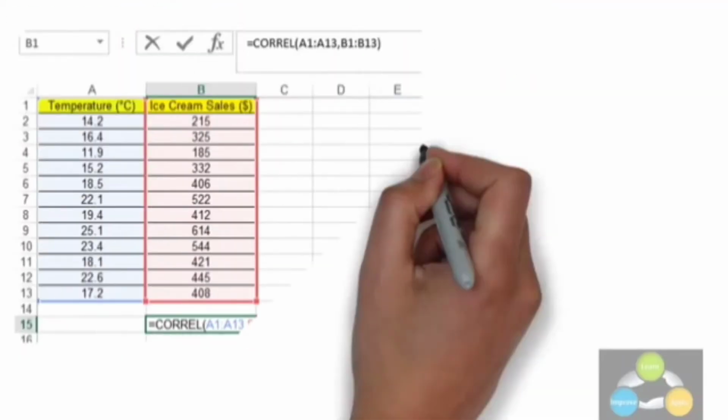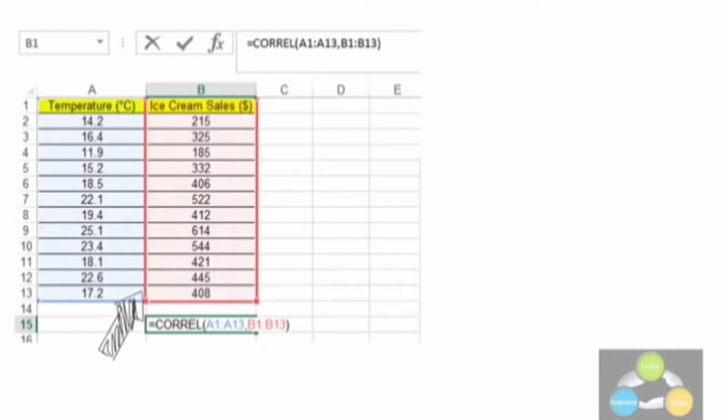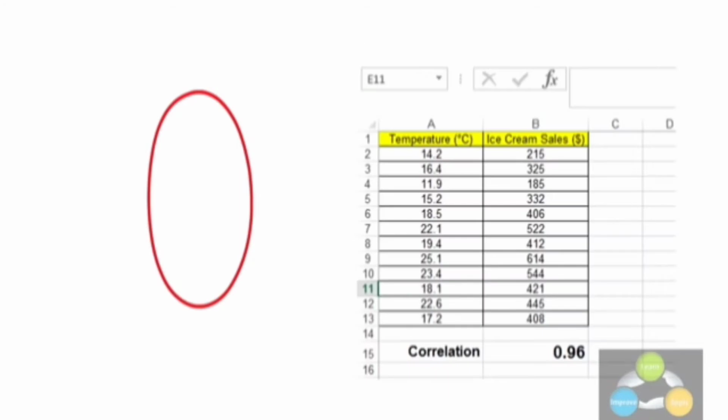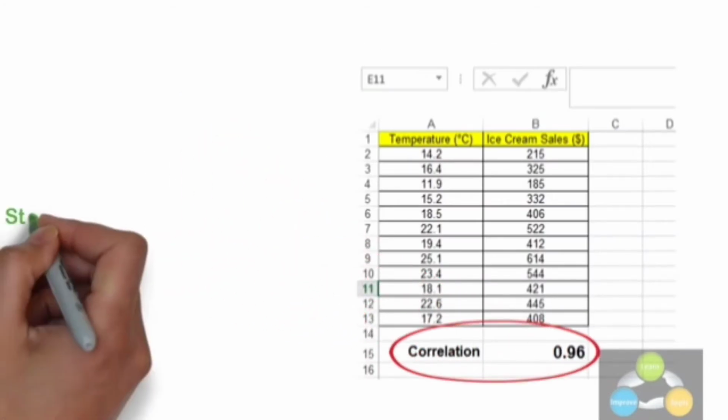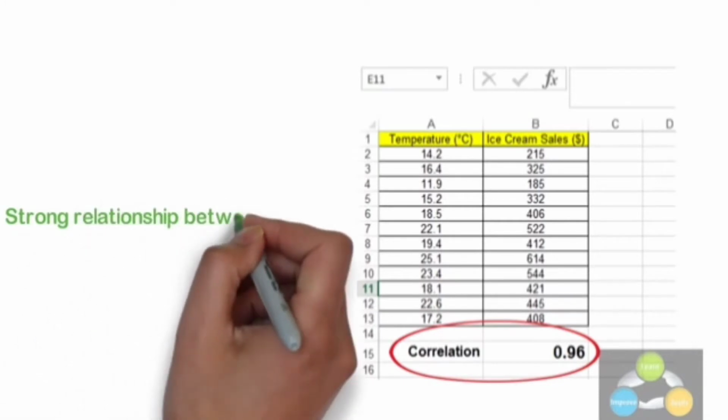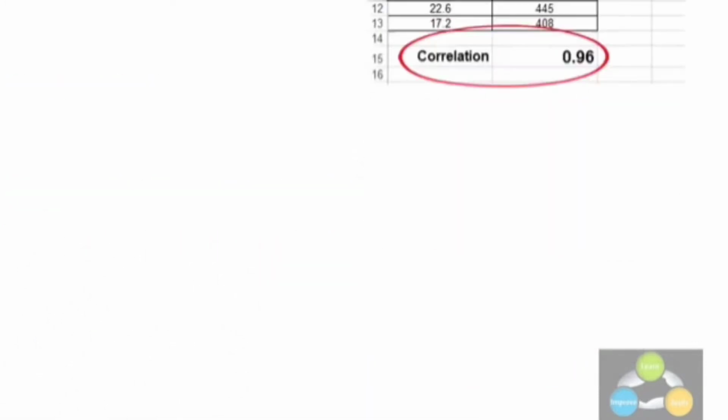Type the function CORREL and select the first column and type comma. After that, highlight the second column. We will get the value of the correlation coefficient, and that is 0.96. It means that there is a strong relationship between the variables.